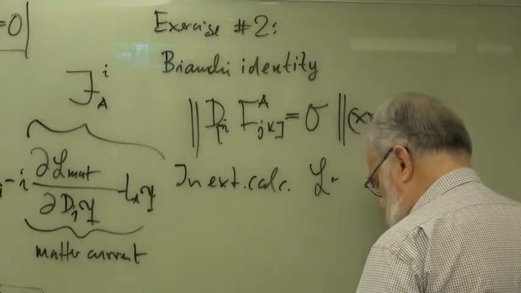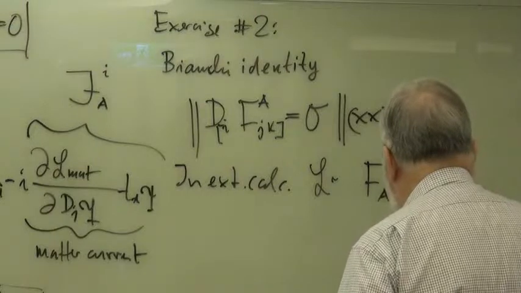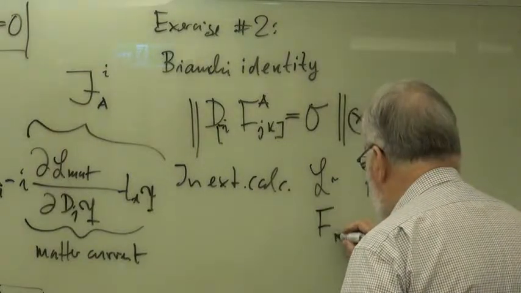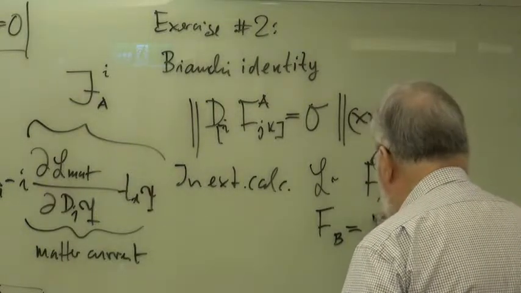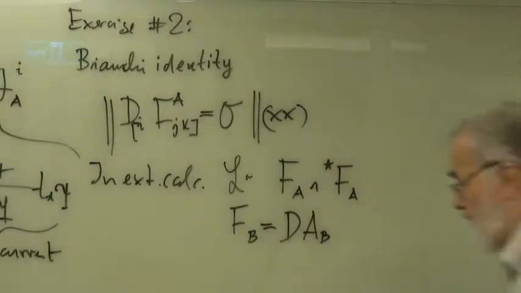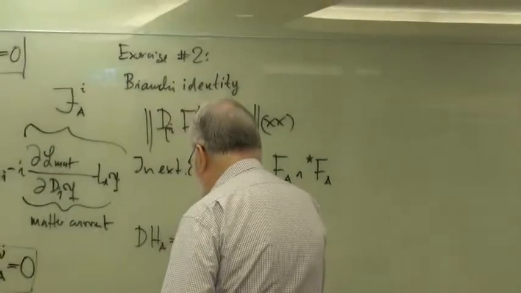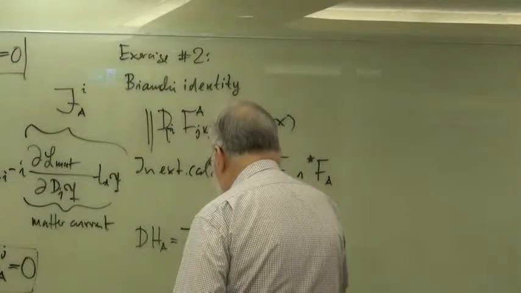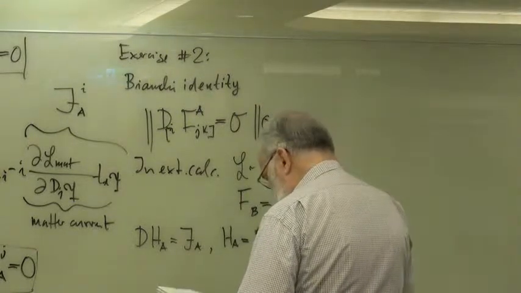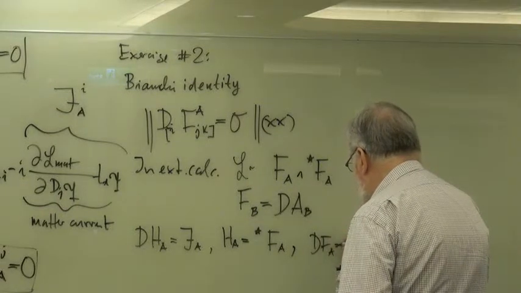The Lagrangian L is proportional to F_A wedge the Hodge dual of F_A, and the field strength F_A is equal to the gauge covariant derivative of B, the potential one-form. The Yang-Mills field equation is that the covariant derivative of H_A equals J_A, where H_A is the star of F_A, and the Bianchi identity is of course D of F_A equals 0.